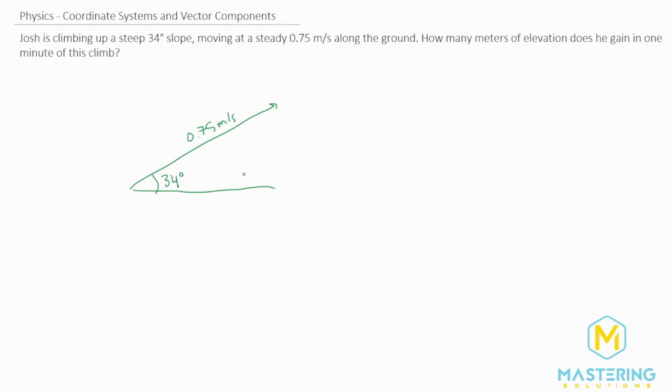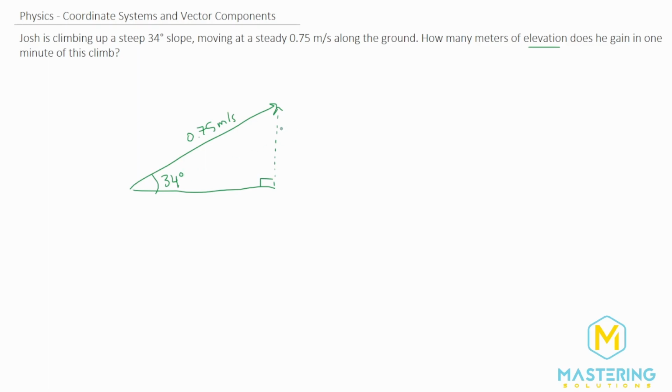How many meters of elevation does he gain in 1 minute of this climb? So we need to find the y component of his velocity right here, and then we'll convert that from meters per second into a distance. We just want the vertical component of it because we're looking for elevation. So once we have his vertical speed, we'll use kinematics to find how far that is in 1 minute. We have a right triangle here, obviously, so we can use trigonometry functions.